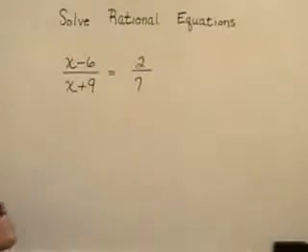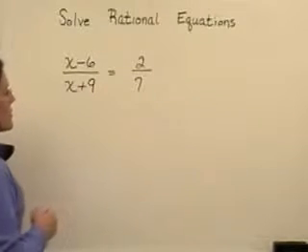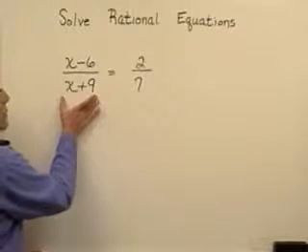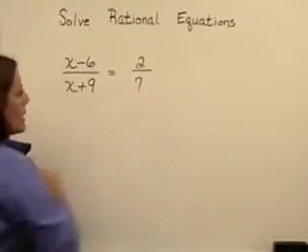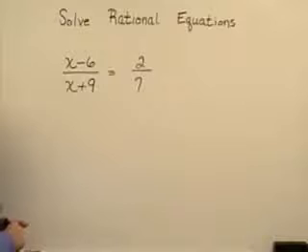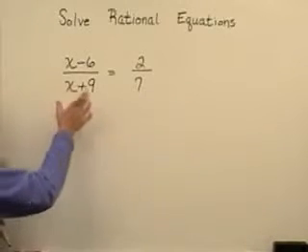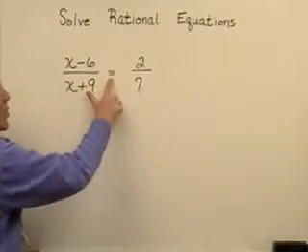This is a special situation of solving rational equations. The difference between this one and the last few that we've done, and some others that we will do in the future, is that on the left side I have one fraction, and on the right side I have another fraction. This is called a proportion. A proportion is 2 ratios set equal to one another.